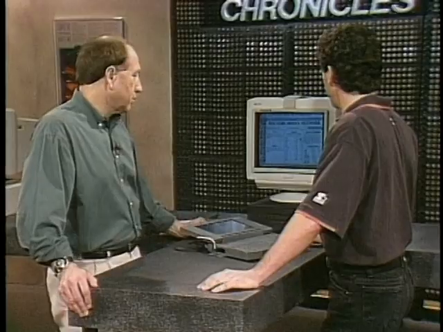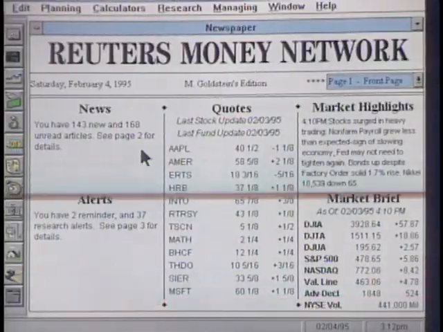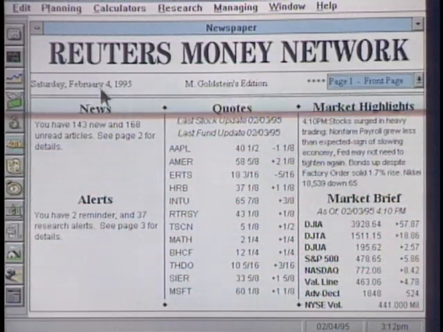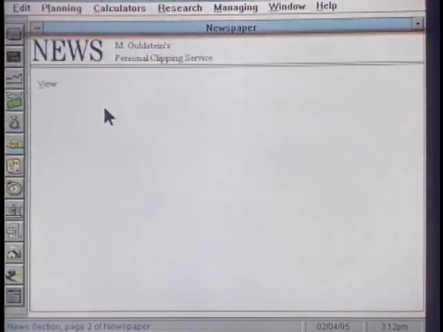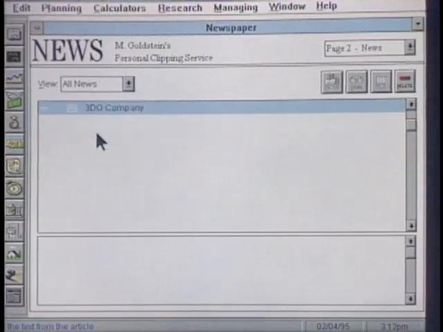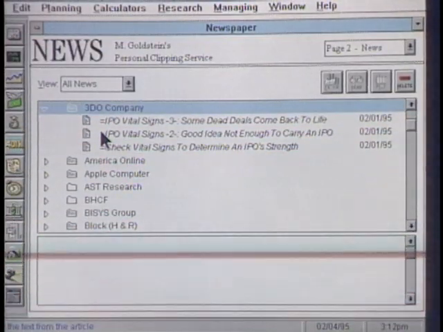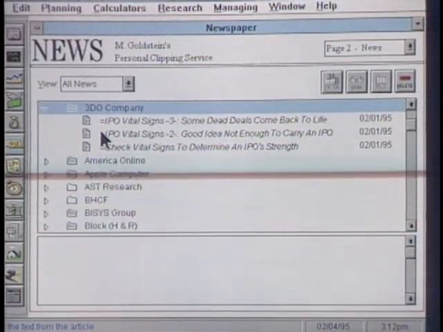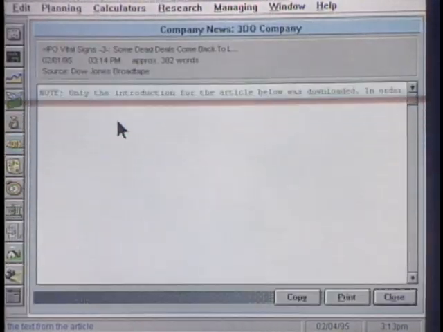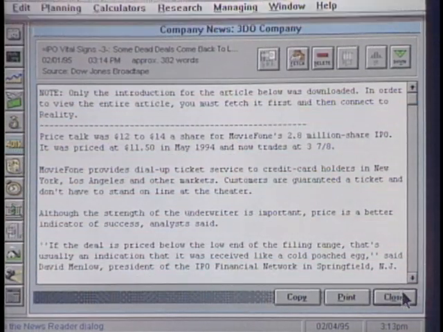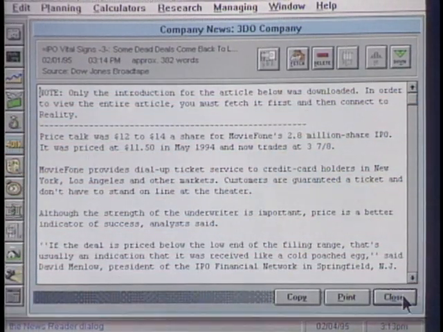Right. So for example, here on your Reuters Money Network page, you've got your quote list. You can jump right into news. And for instance, one of the companies you might be following might be 3DO. And you're pulling down news from Reuters, from Dow Jones, from various other sources about stories about 3DO that were in the news. But again, there's an agent that's doing this automatically, you're telling me? Right, so you don't have to do anything.